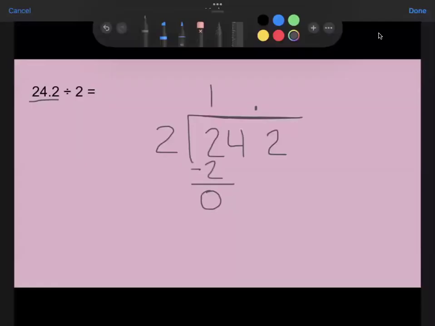Okay, so then I'm going to go ahead and bring down the 4. 2 goes into 4 2 times, so I'll put that up here. 2 times 2 is 4. When I subtract it, I get 0 left over. So now I need to bring down the 2. 2 fits into 2 one time, so I'll put that there. 1 times 2 is 2. And when I subtract it, I get 0 left over.